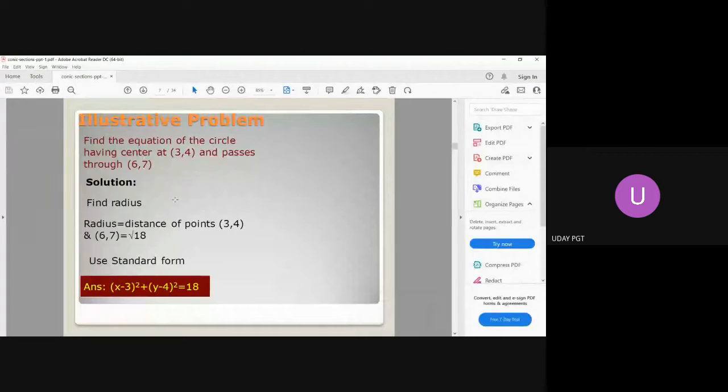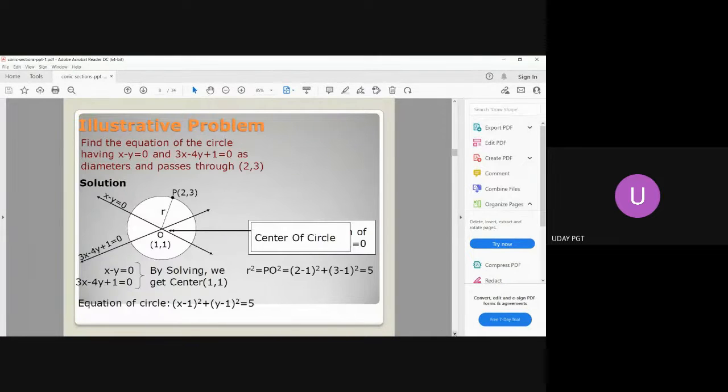So the center is given to you here as (3, 4), and the radius is not given to you, but a point on the circle is given. When you find the distance from that point to the center by using the distance formula, we are going to get root 18. Therefore, by using the standard form of the equation of the circle, (x minus 3) whole square plus (y minus 4) whole square is equal to 18. We are going to get it. Okay.